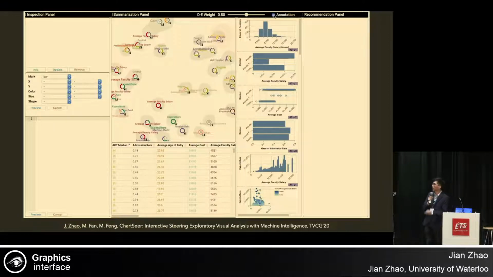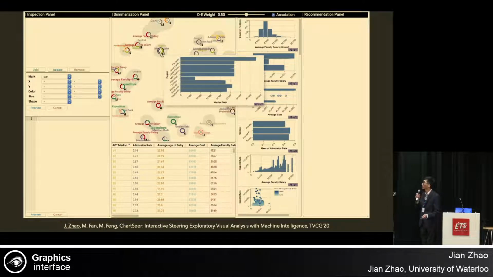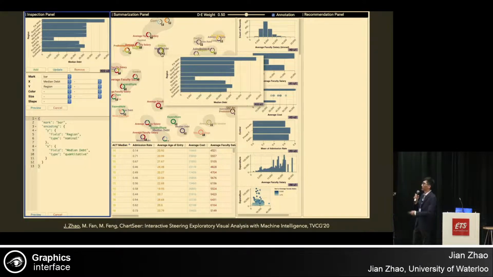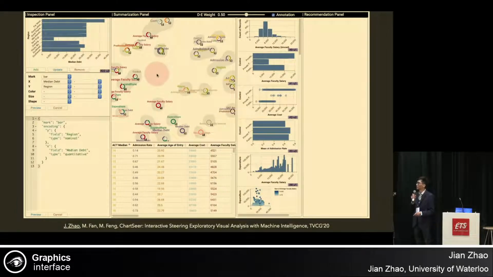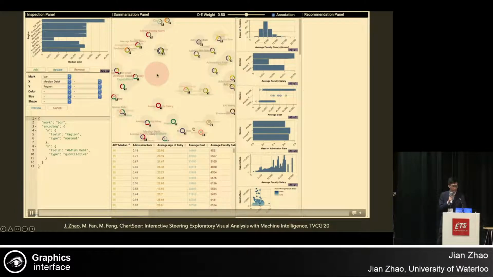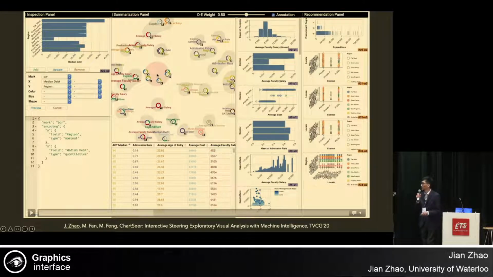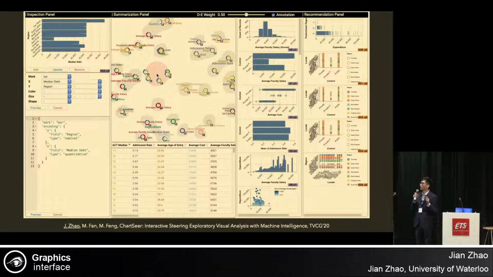So you can see in the middle there's a canvas, and each circular glyph here is a chart. You can hover over it to examine the charts. In this case, it's a bar chart. And you can click it and add it on the left panel. This visualization of charts represents your analysis space, and the distance between those glyphs, those charts, is mapped to their similarity. So you can see clusters and gaps and so on.